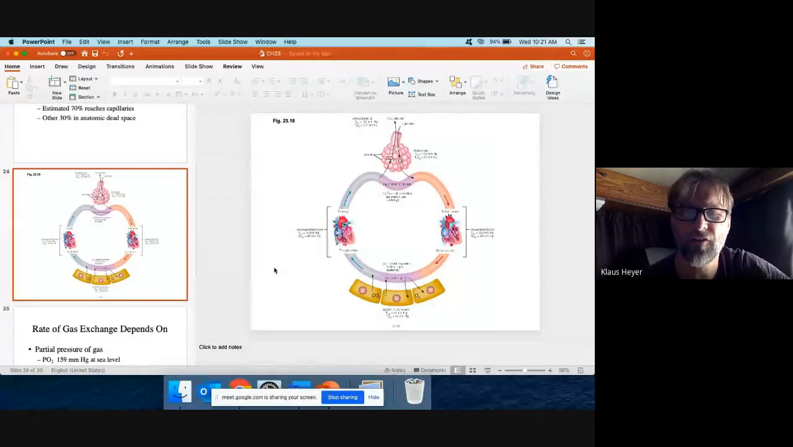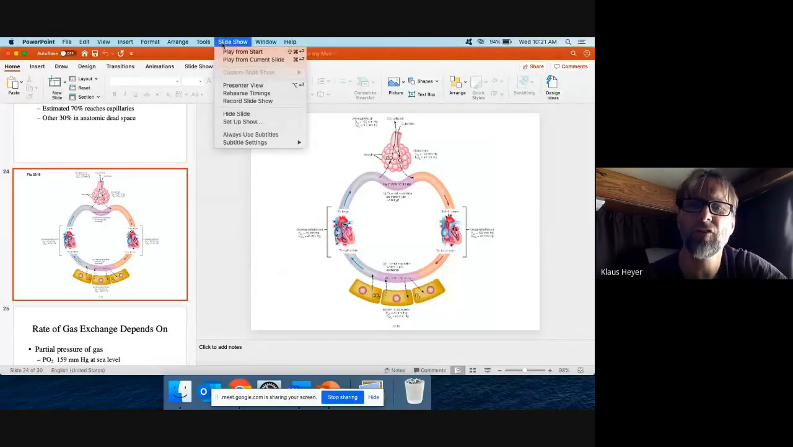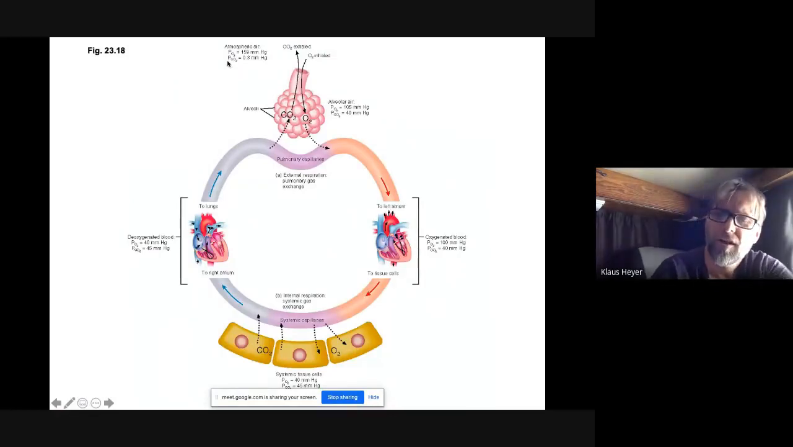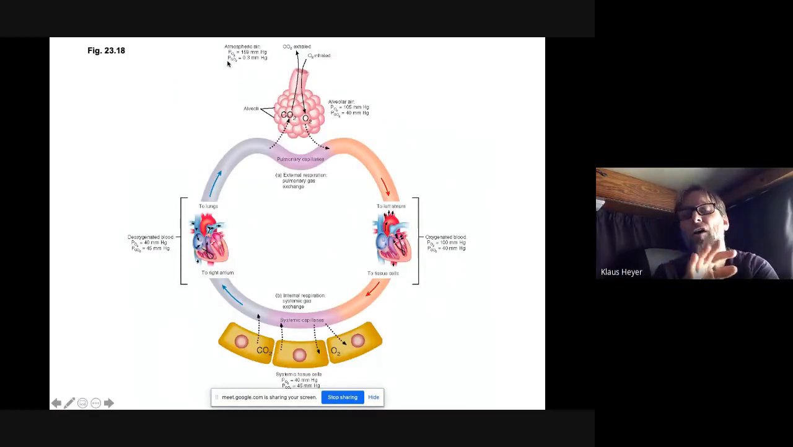And so that's all that this is showing. So in the cell, and those numbers toggle between 40 and 45. So if you look at the partial pressure of carbon dioxide, it's 45 in the cell. Here in the oxygenated blood, it's 40. So here comes oxygenated blood, and oxygen is moving this way.